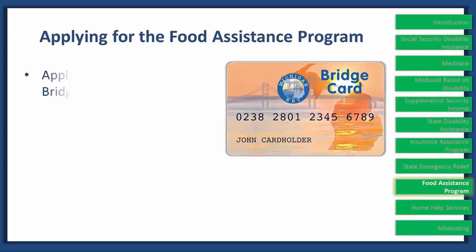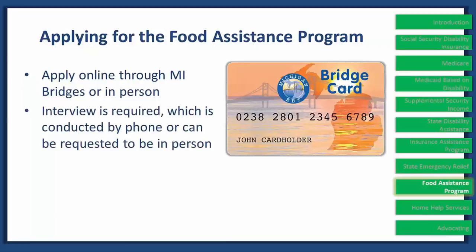Your clients will apply for the food assistance program online through MyBridges or in person at their local MDHHS office. An interview is required before your client can be approved for this program. Most interviews are conducted by phone, but the client can request that an interview be in person. Approval or denial should occur within 30 days.